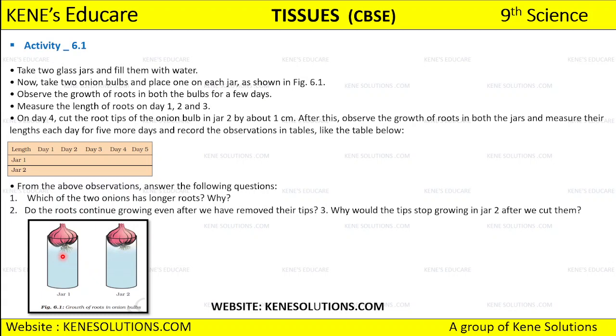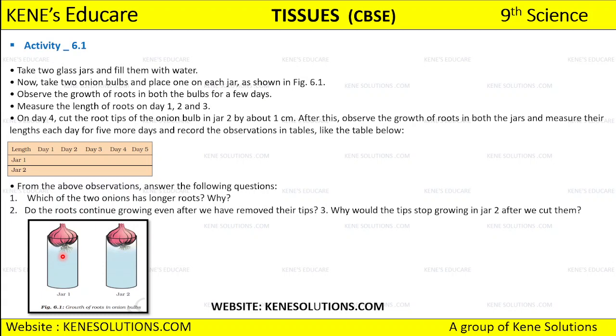Root का tip क्या करता है? Root का elongation करता है. Shoot tip is going to cause shoot elongation. The lateral sides of the stem and the roots that we are having, it is going to increase the thickness of the root and the stem. ठीक है, lateral side क्या करेगा stem और roots का? वो root और stem का thickness increase करेगा.